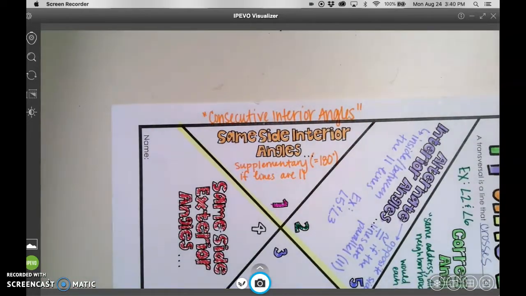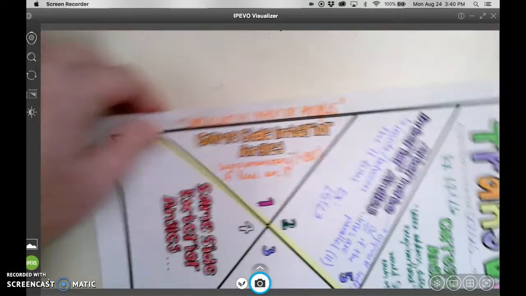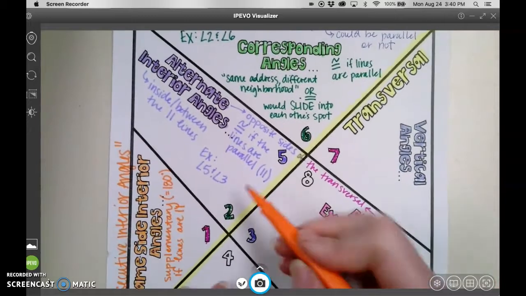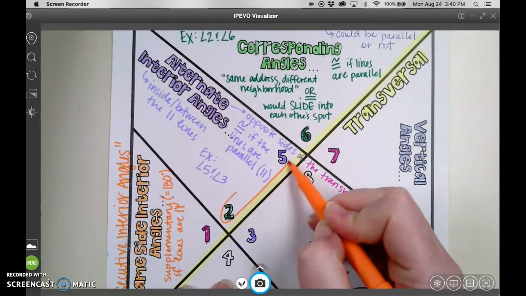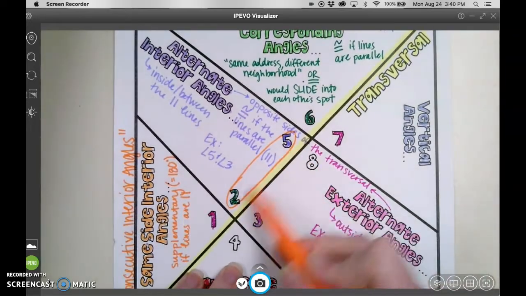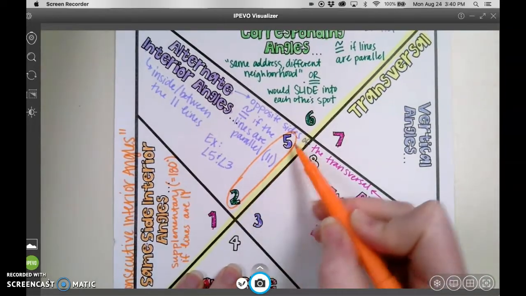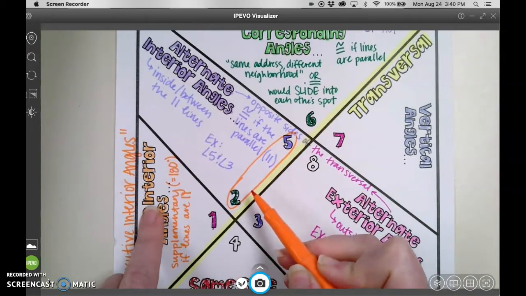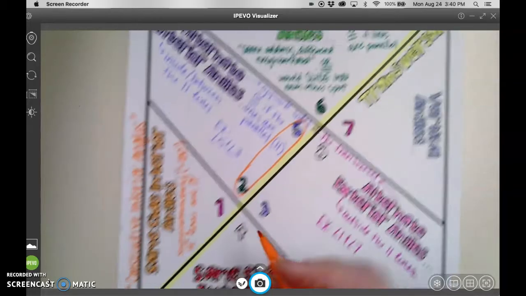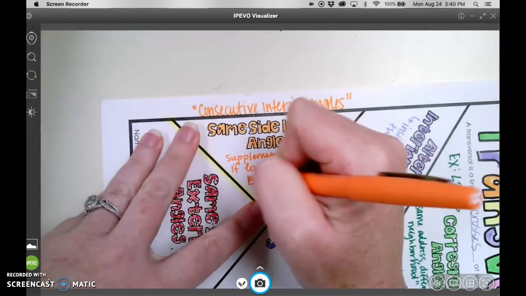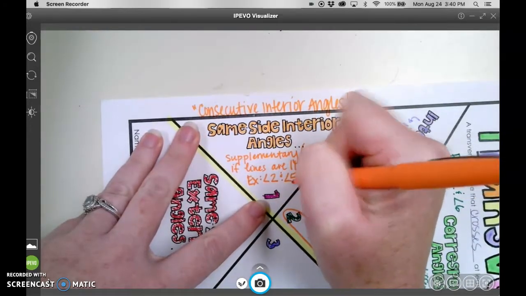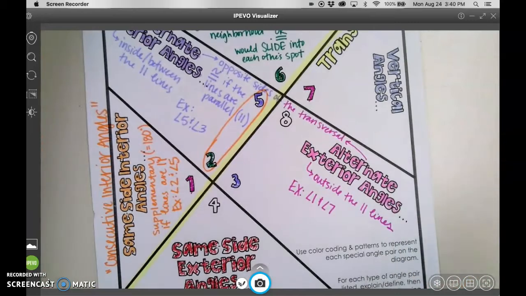Consecutive just means one after the other. Same side means same side of the transversal. But if you look, we're talking about interior only. So that is 2 and 5 or 3 and 8. They are one right after the other, and they are on the same side of the transversal, and they are interior to these two lines that we want to be parallel. So our example, the one that I chose, was 2 and 5. And just like on all of these other kinds of angles, there are other examples, but we had to start with one.